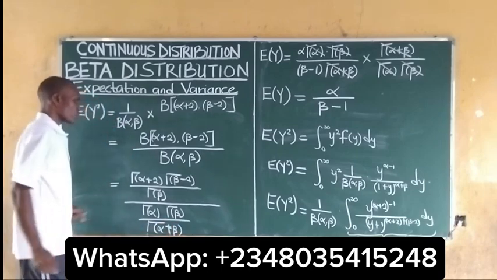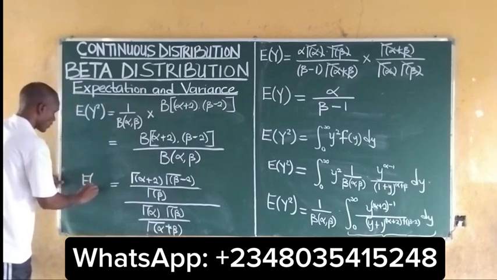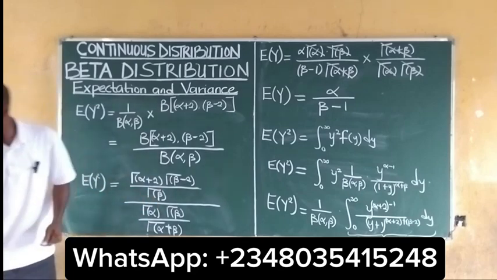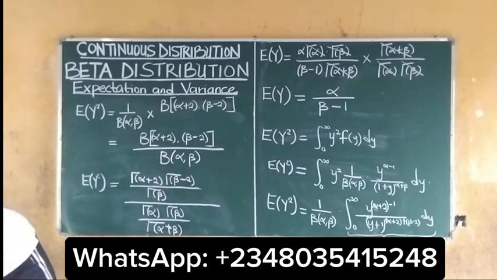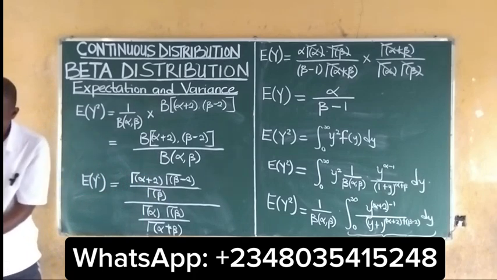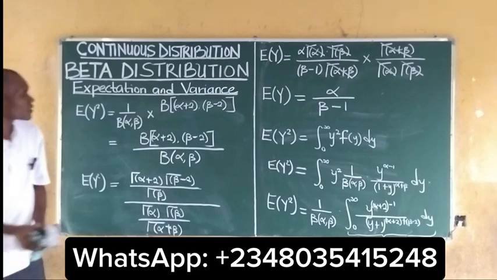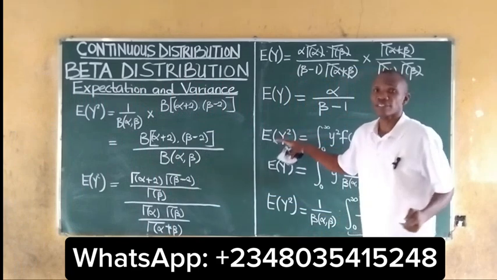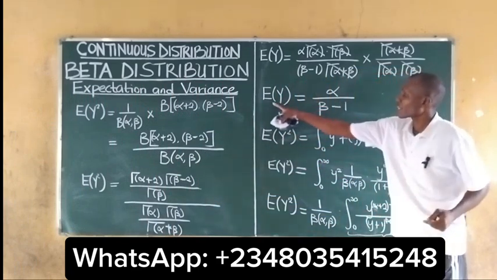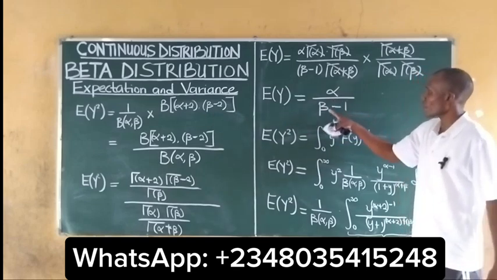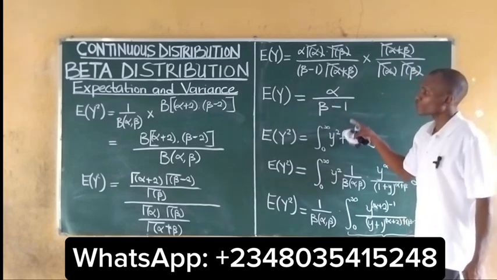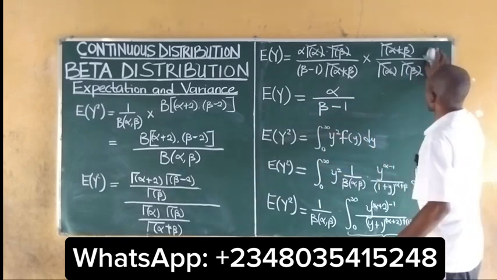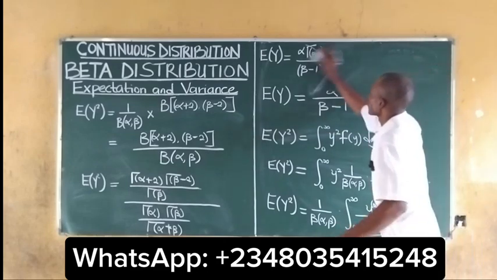So the next thing to do is to rearrange all of this. It will now take us to the other side of the board. To take us to the other side of the board, we also should not forget that the expected value of y is alpha all over beta minus 1, because we'll come back to this when looking for the variance. So I will be explaining the whole of this part.